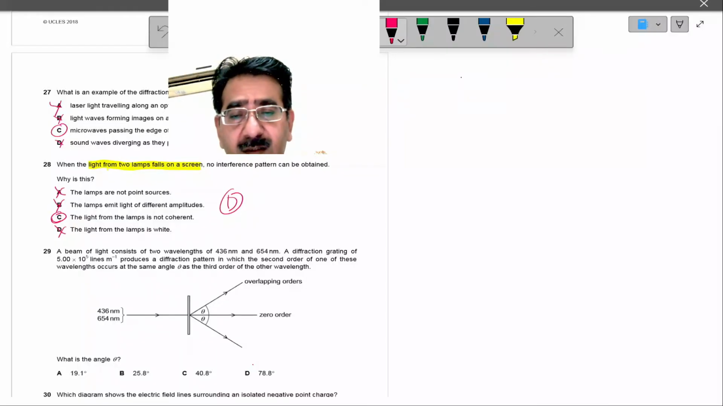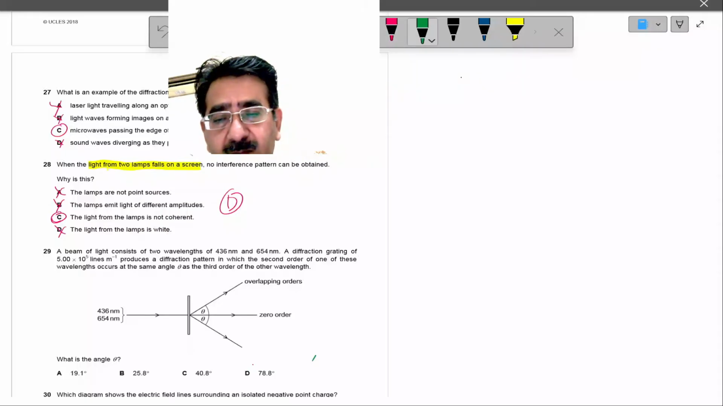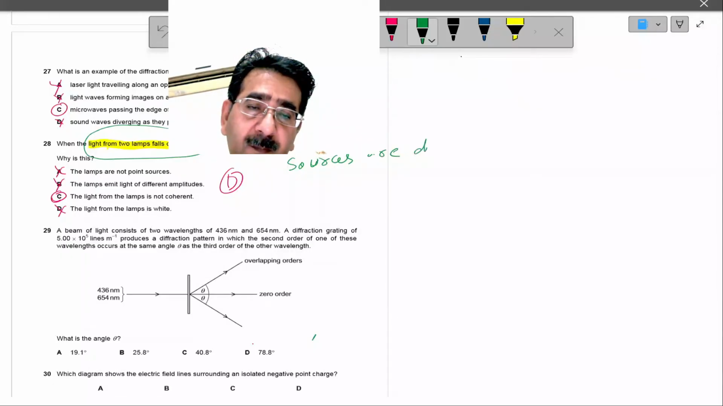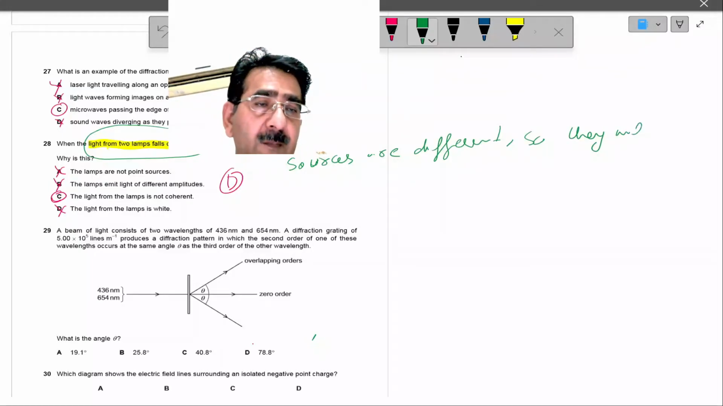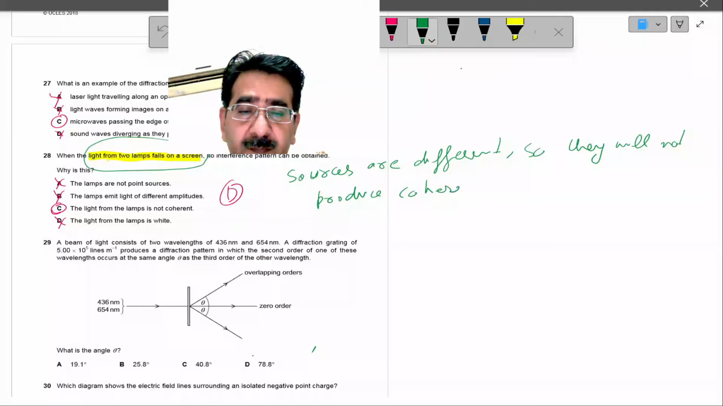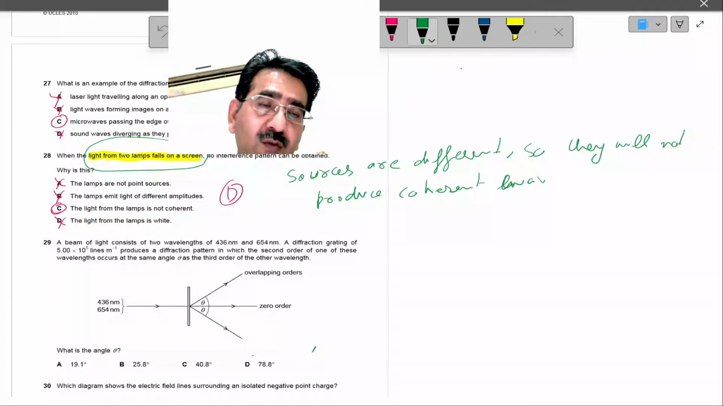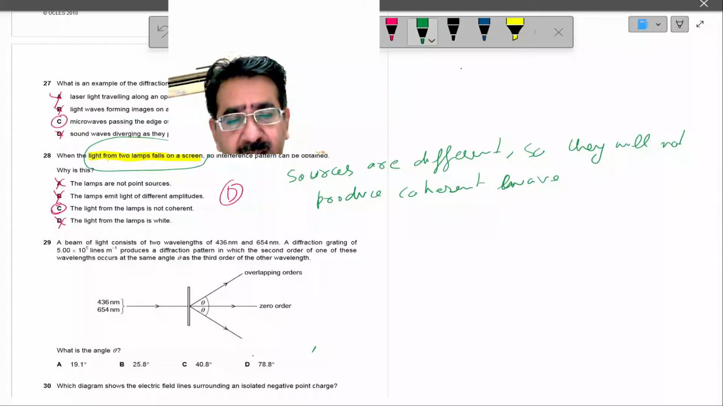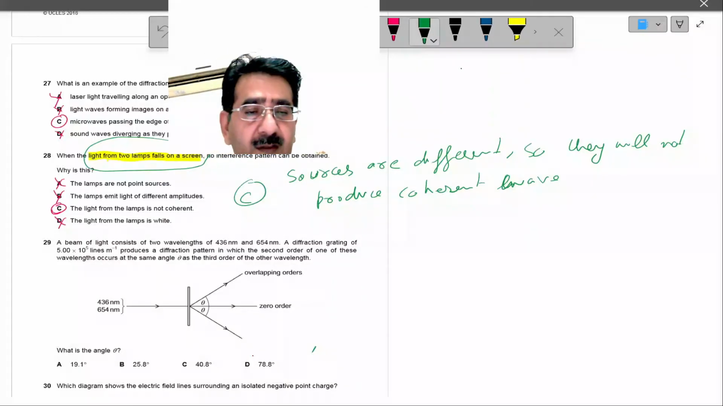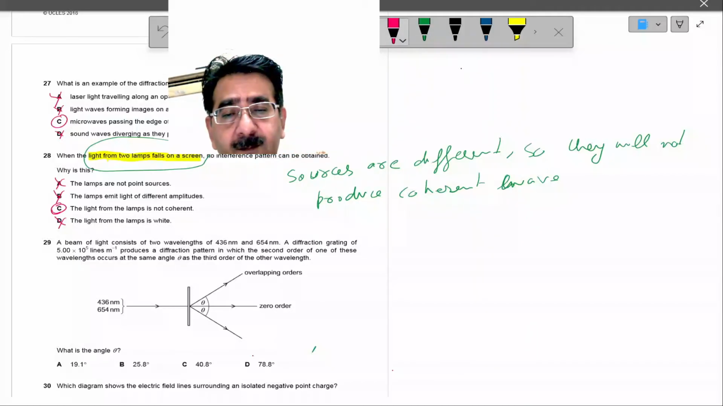Why is that D? Because it is mentioned that light comes from two lamps, so the sources are different. So they will not produce a coherent wave. Sorry, I have written the answer D. D is a wrong answer. Actually, the answer is C. I have selected C, but mentioned. So the answer is C.